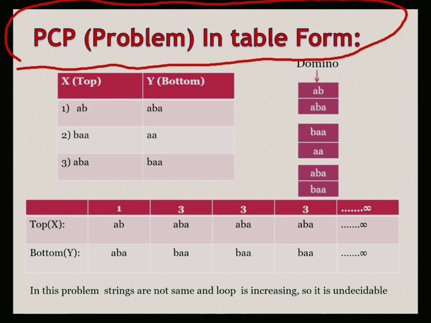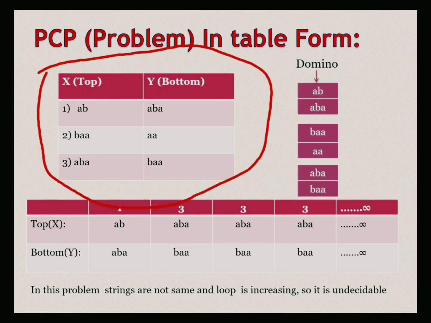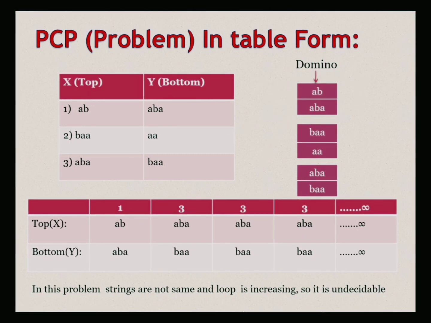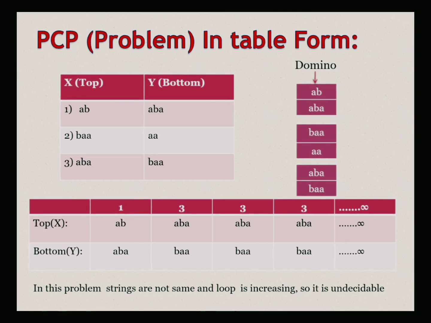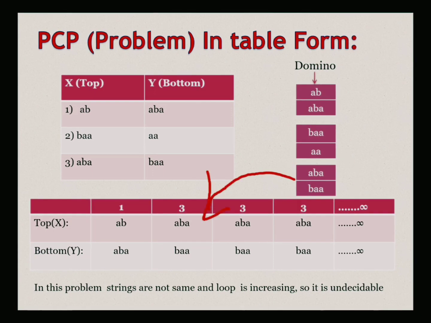PCP problem in table form. So X is top and Y is bottom. There are 3 strings: AB, ABA, BAA for X, and AA, ABA, BAA for Y. So we will convert it into domino form. The first block has AB on top and ABA on bottom, so we mention it here: top AB and bottom AB will be eliminated and A is left. So we will find a block that has A on top. For the left over A we will select the third block and mention it here.